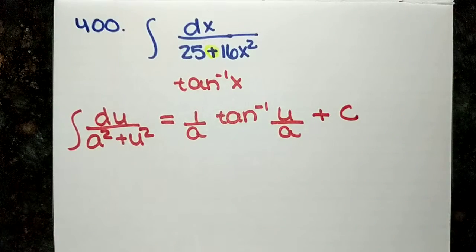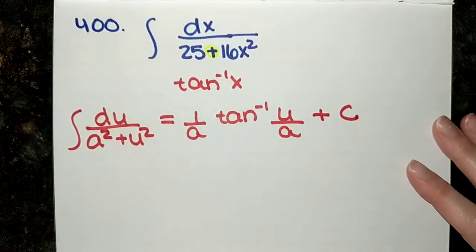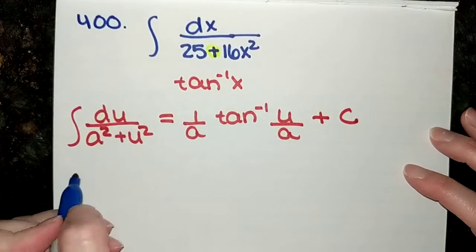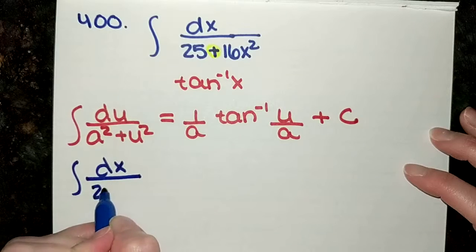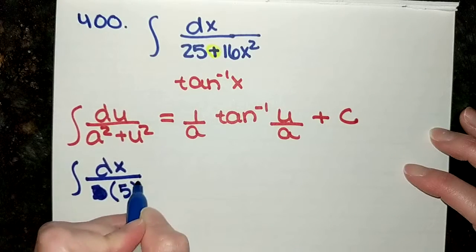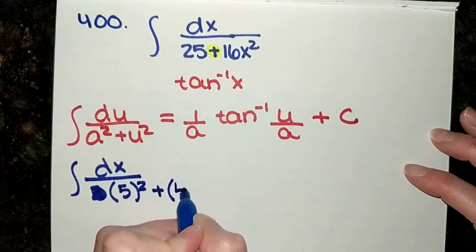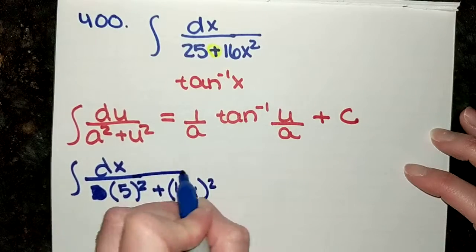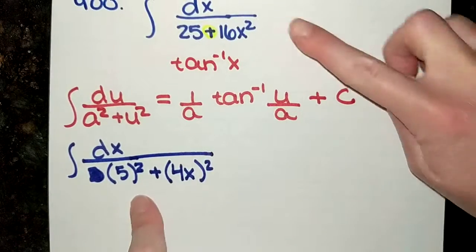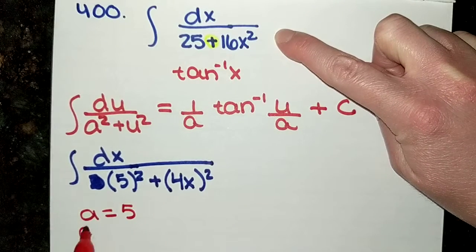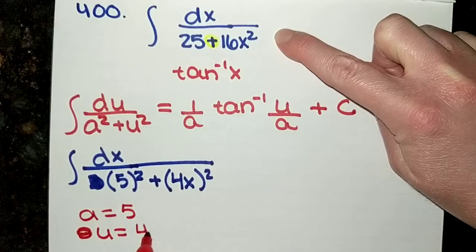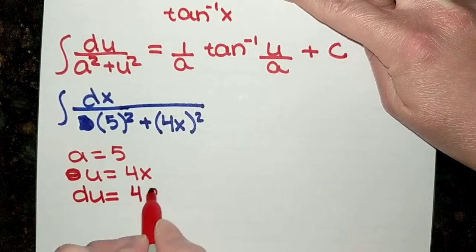So again, before you start plugging it in, you have to identify what your a and your u and most importantly, what your du is going to be here. So you're starting with the integral of dx over 25, which you could of course write as 5 quantity squared, plus your 16, which is 4x quantity squared. Okay, so from that rewrite, it becomes clear that a is equal to 5, u is equal to 4x, and then your du would be equal to 4 dx.